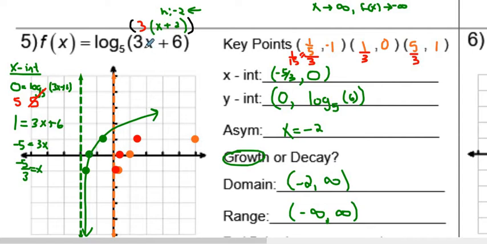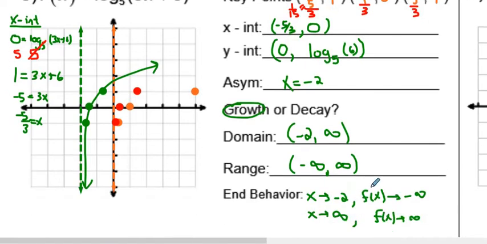To find the y-intercept, we put a 0 here, and we just get crazy log base 5 of 6, right? That's whatever this number is here. Evidently, that's log base 5 of 6. The asymptote is at x equals -2. This is very slow logarithmic growth. Domain is -2 to infinity. Range is -infinity to infinity. The end behavior: at -2, we go to -infinity. At infinity, we're going to infinity, though, very slowly.